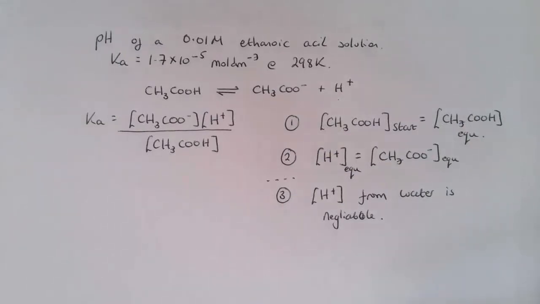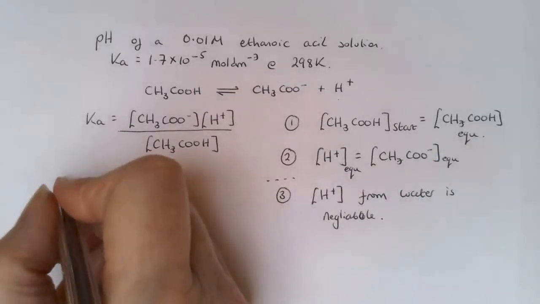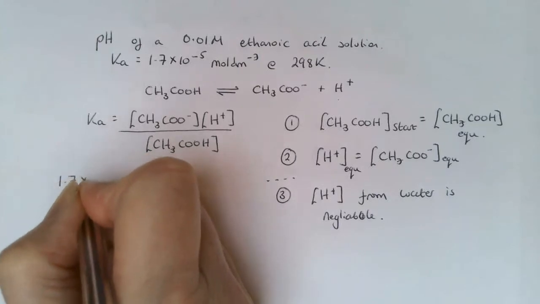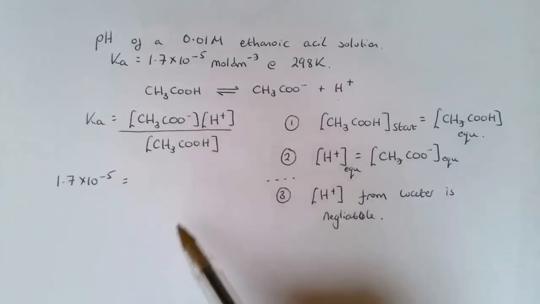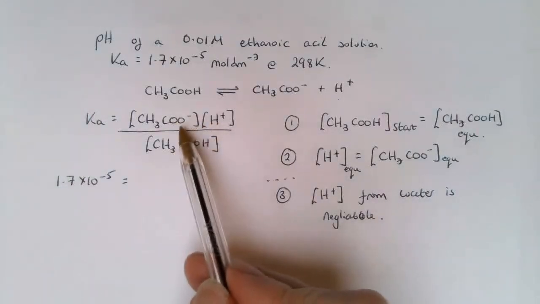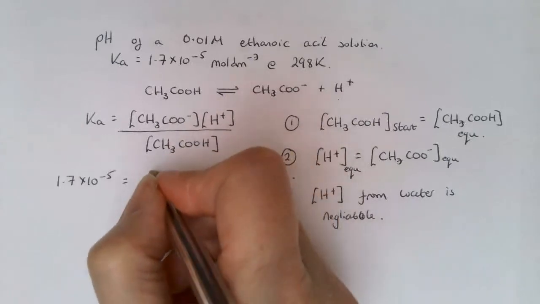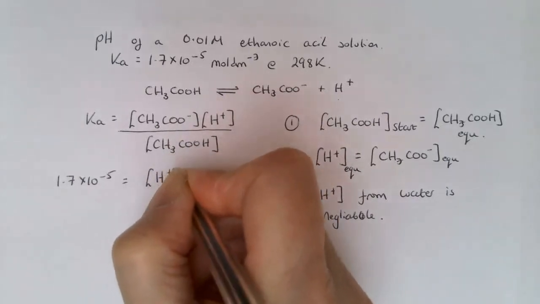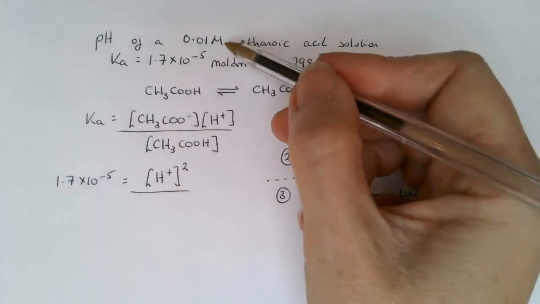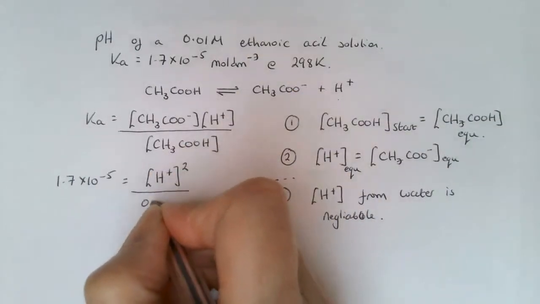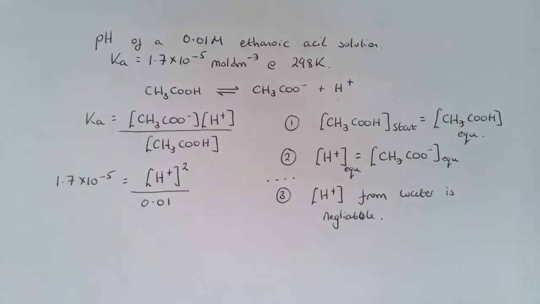So we can now put those assumptions into our Ka expression, and we can put in some numbers. We know that Ka is 1.7 times 10 to the minus 5. We know that these two concentrations are the same, so I'm timesing two identical numbers together. In other words, I'm squaring it. So I can say that those two together equals the concentration of the hydrogen ions squared, divided by the concentration of the acid, and that's the concentration of the acid at the start, which is 0.01.